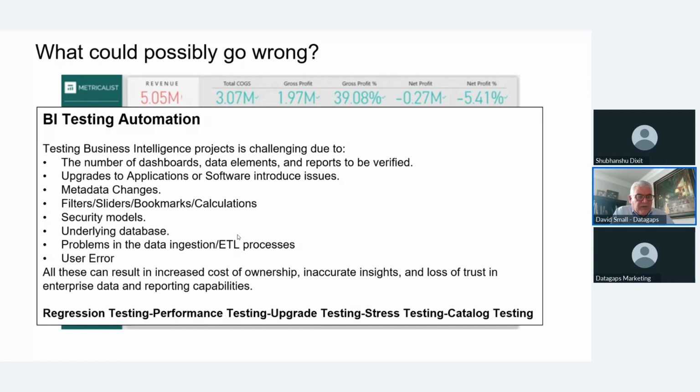So what we do with BI Validator and at Datagaps is we help you with regression testing and performance testing and stress testing, catalog testing, a wide variety of things. And these are some of the tests that we'll go through today.